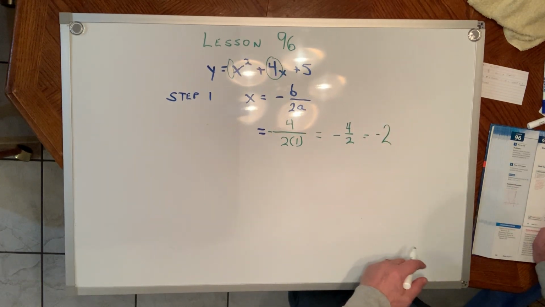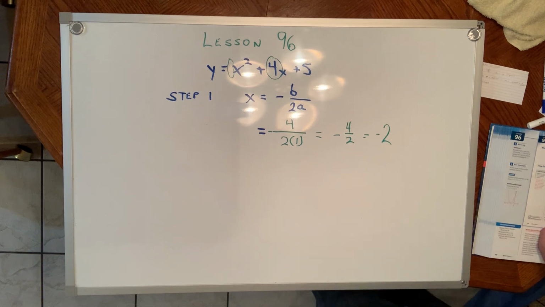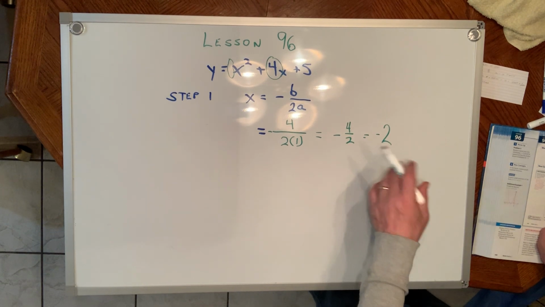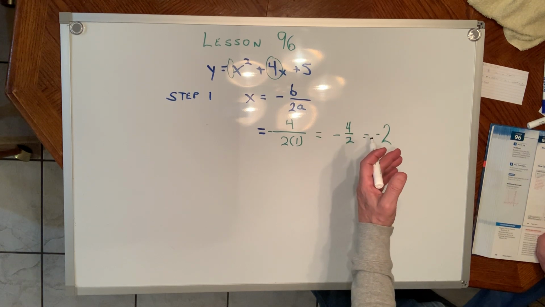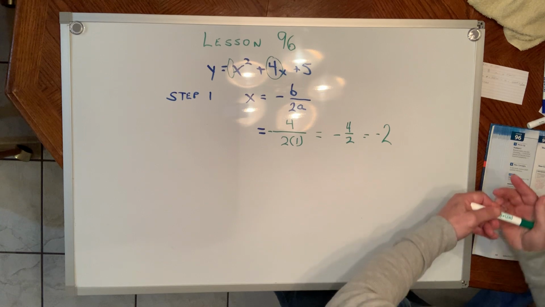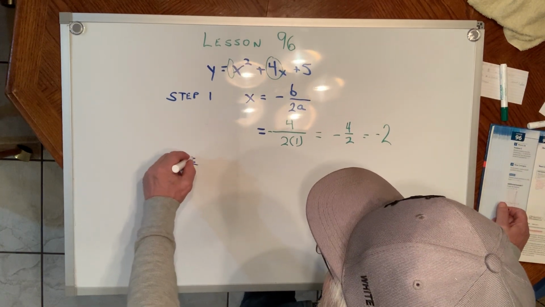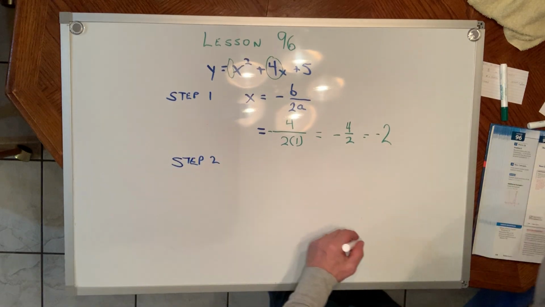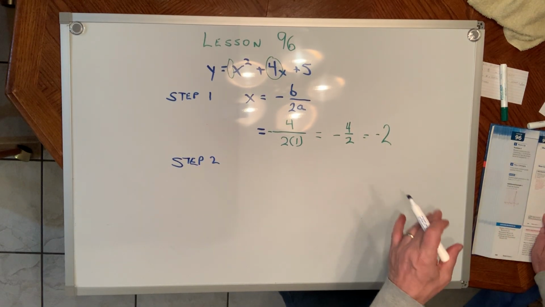Okay, so the axis of symmetry is going to be negative 2. Now, that's wonderful, but it doesn't tell us much. So now we have to go to step 2. And step 2 is to find the vertex.